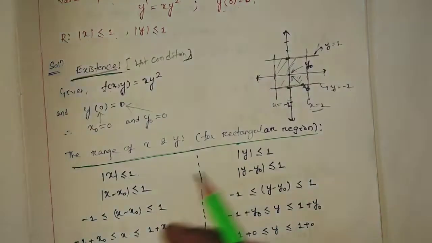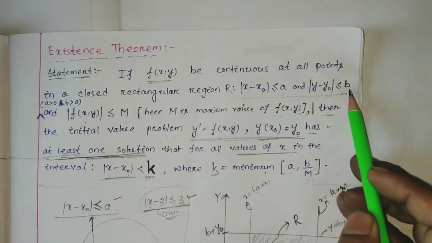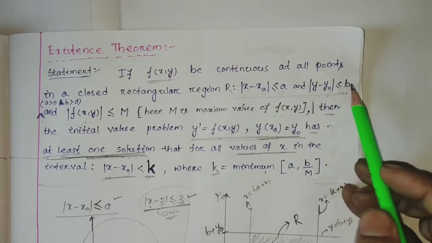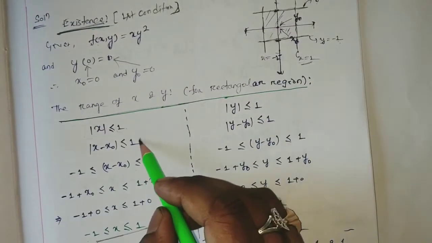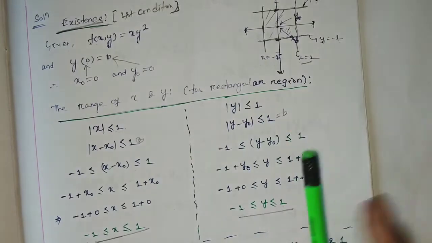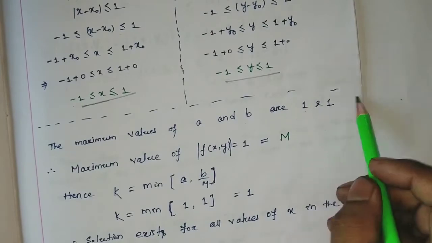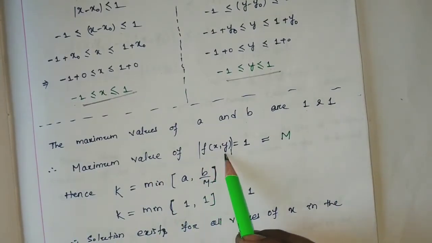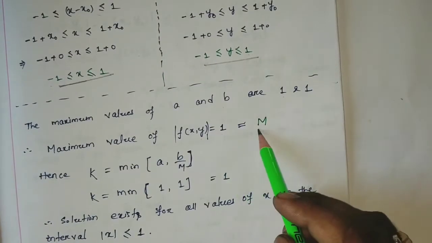Just recall, whenever we discussed the existence theorem, the range was |x - x0| ≤ a, |y - y0| ≤ b. So this is a, this is b. Here |x - x0| ≤ 1, so this is a, and this is b. So the a and b values are 1 and 1. The maximum value of f(x,y), obviously: here I put x = 1, y = 1, 1 times 1 squared, itself 1. That is your M, right.